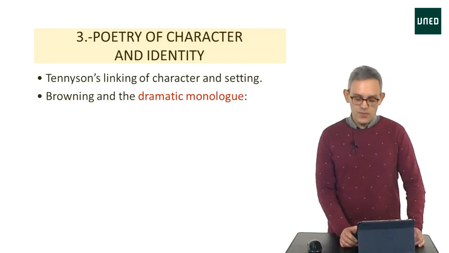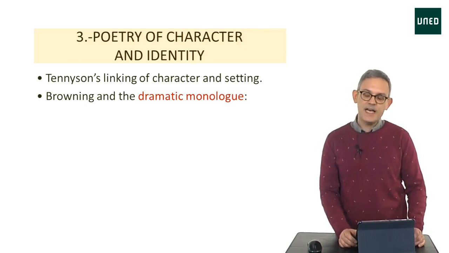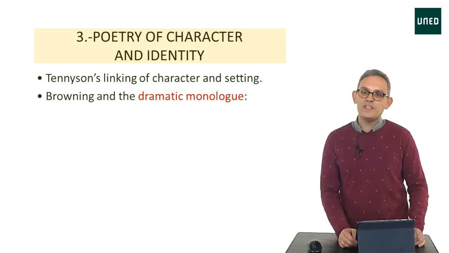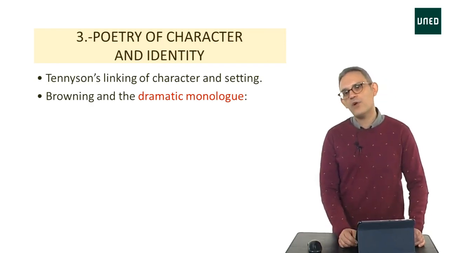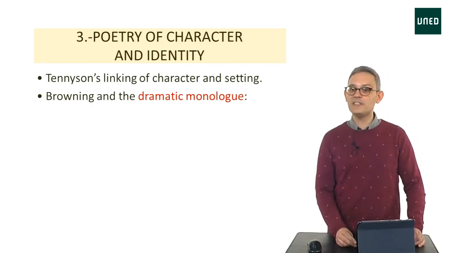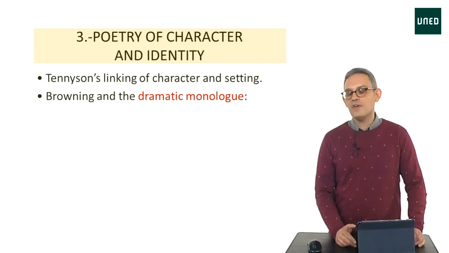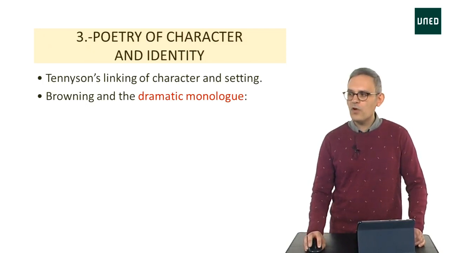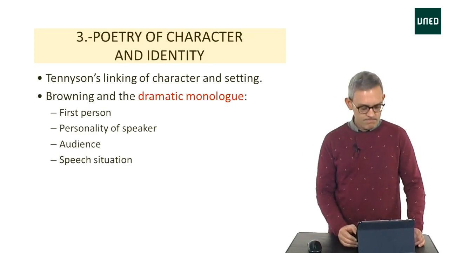But the poet who best represents the Victorian fascination with character, identity, and psychology is Browning. For several years, he wrote for the stage, and he then incorporated his experience as a dramatist, as a playwright, to the development of a poetic subgenre, the dramatic monologue. So the following are the traits of the dramatic monologue.